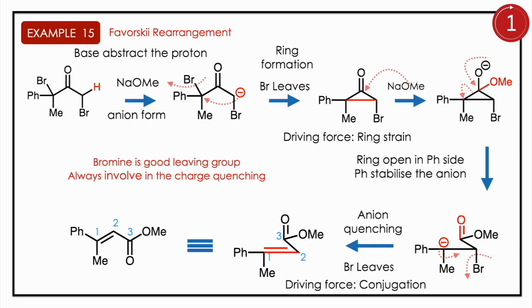The concept you outline here is whenever you have two alpha halogens in the system, you end up with an alpha, beta unsaturated system.